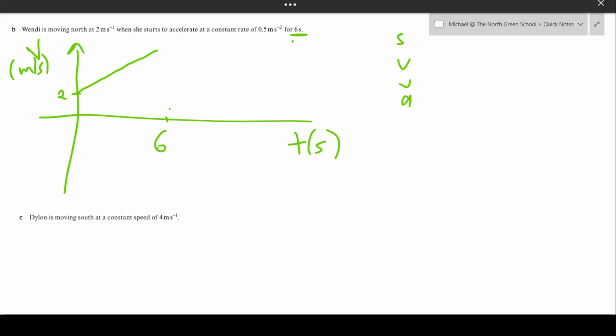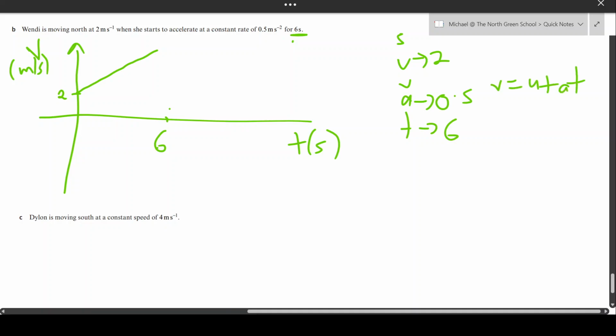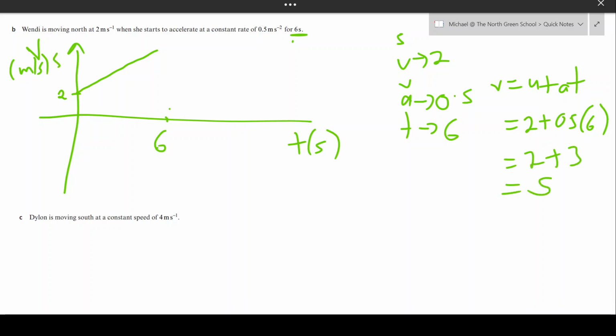Let's see her final velocity. Use the Suvat equations. Initial velocity here will be 2, not 0. Acceleration is 0.5, and the time is 6 seconds. We'll say V equals U plus AT, which is equal to 2 plus 0.5 times 6, which is 2 plus 3, which is 5 meters per second. And that will be the final velocity at the end of the 6 seconds.